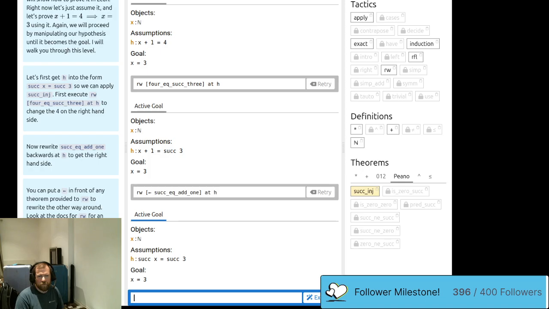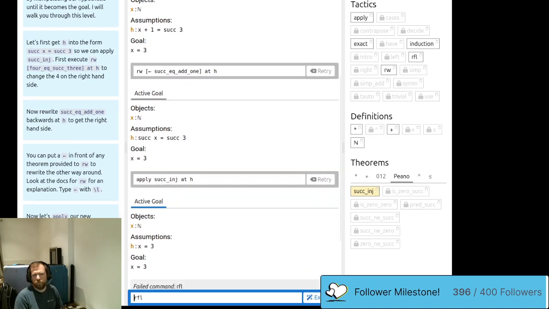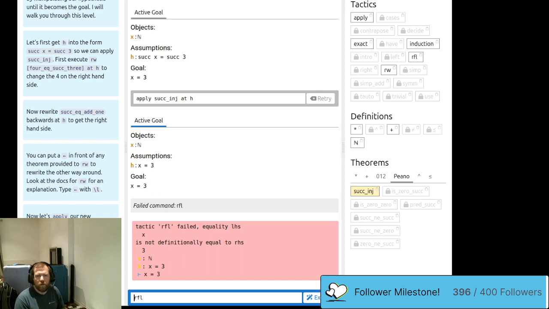And now we apply successor injective at h. Oh, come on. Oh, no, no, no. No, no, that's not what it is. It's exact.